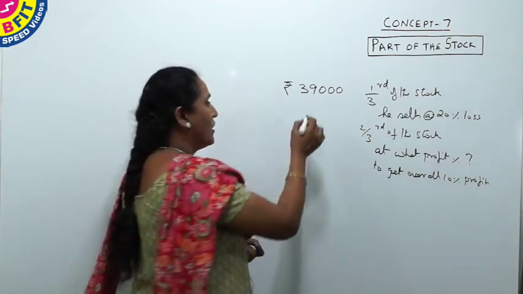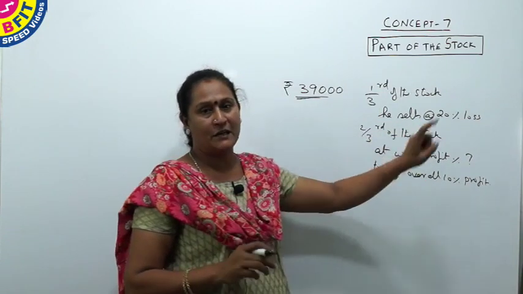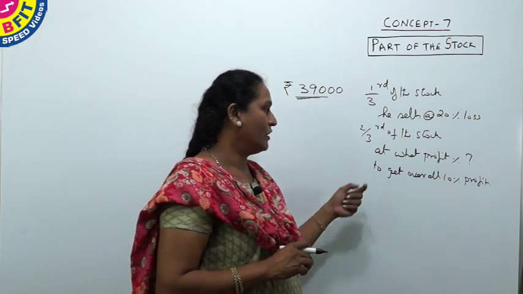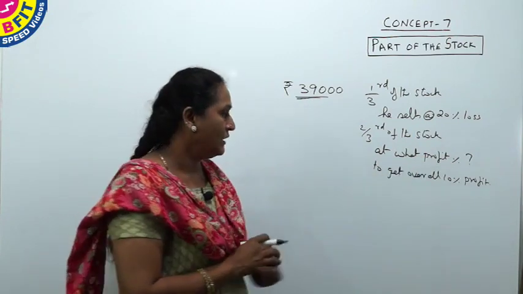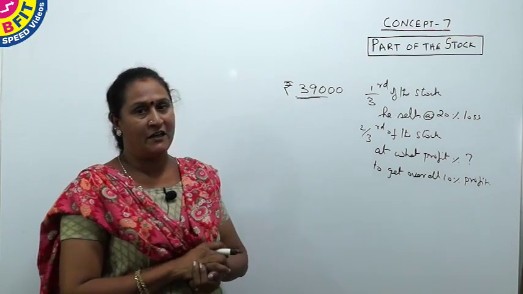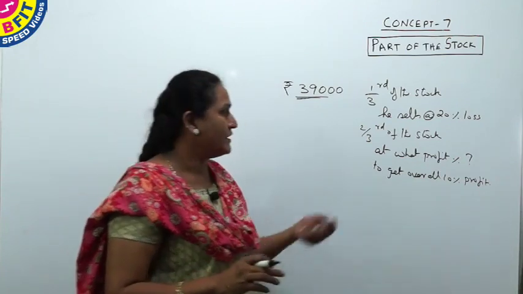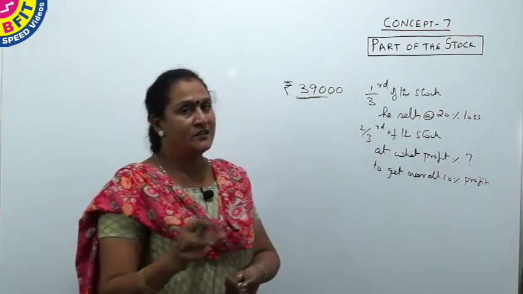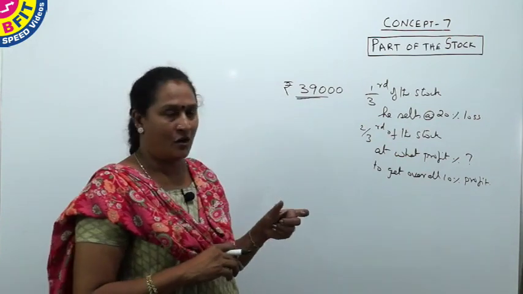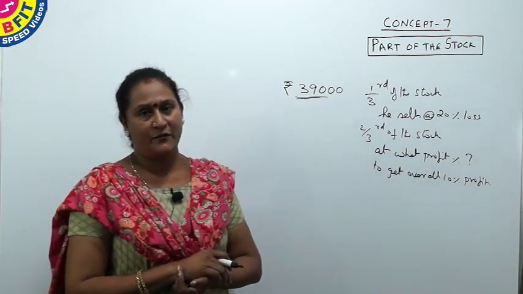So here the stock worth is 39,000. In this, 1/3 he sells at 20% loss. So what is the remaining part of the stock? 2/3 of the stock. At what profit percent should he sell to get overall 10% profit? So what is 1/3 of 39,000? It is 13,000. So 13,000 of the stock he is selling at 20% loss. So what is the remaining stock? 26,000. So the 26,000 of the stock, at what profit percent should he sell to get overall 10% profit?